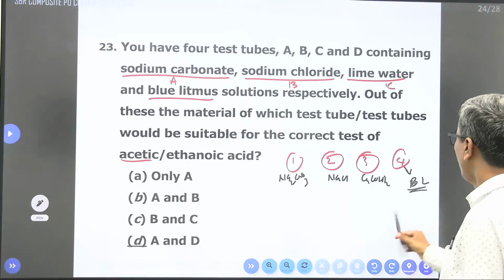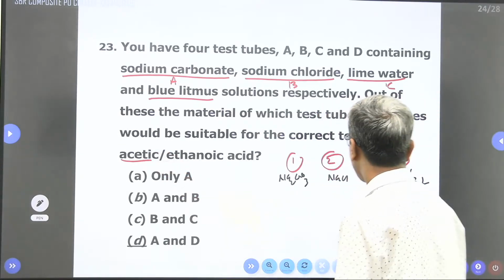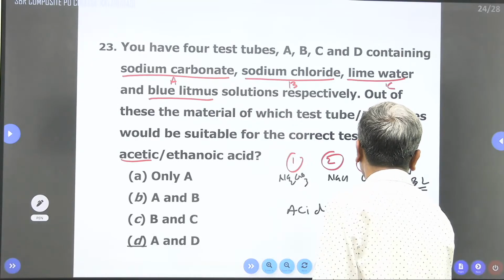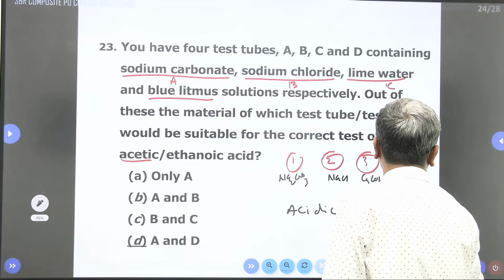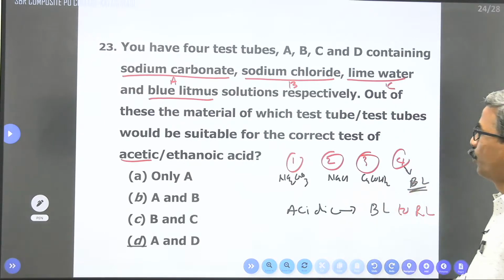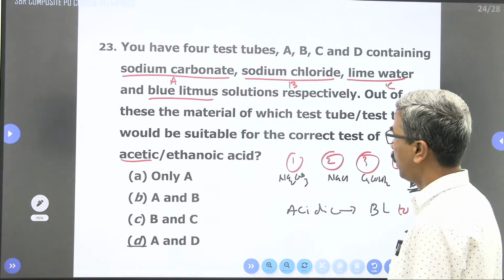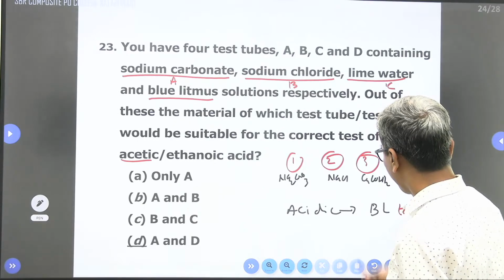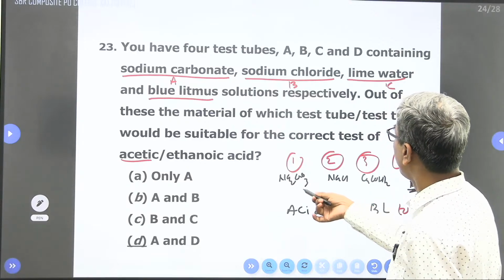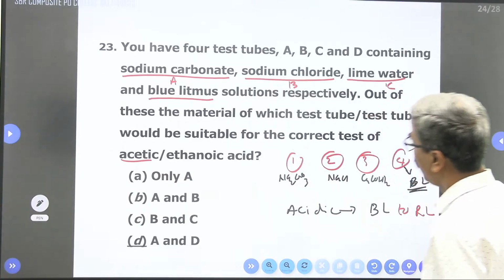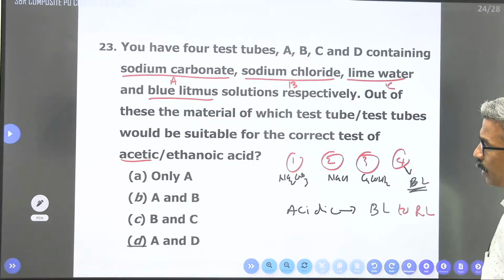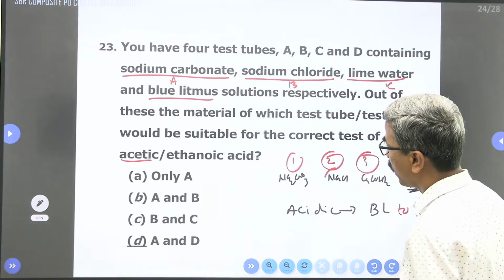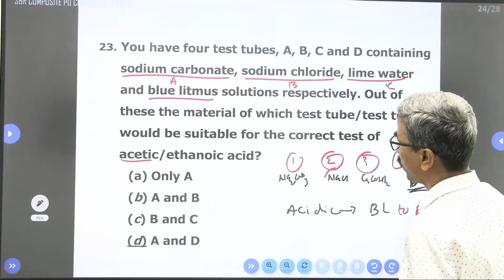Now remember, we already know that acetic acid is an acid, so if the solution is acidic, then blue litmus paper will turn to red litmus paper. So definitely the fourth is going to be useful. And other than that, you should remember acetic acid is weak, and sodium carbonate is a weak base, so it cannot react. And if you take sodium hydroxide, a strong base, acetic acid can react, and calcium hydroxide cannot.